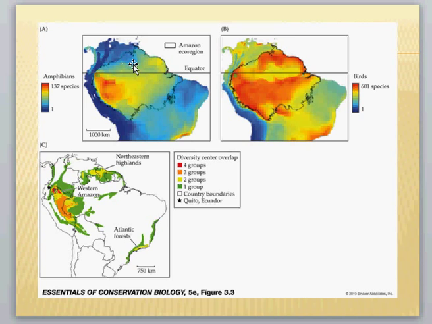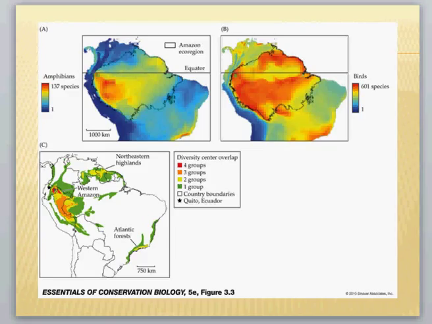So if we plot those as a heat map, the number of groups which have the highest diversity centers, we can see that the Western Amazon is one of the highest diversity centers in the world. Okay. Right, so there you go. Some correlations.